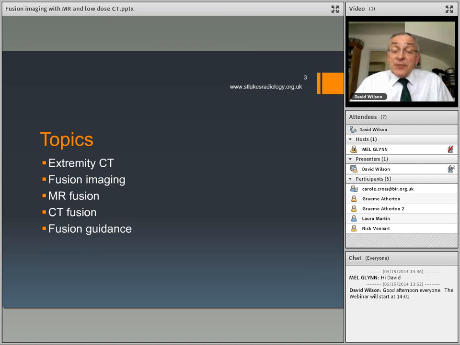The topics I'm going to cover are first, very briefly, extremity CT, because I think you need to understand this to see what we're doing with it. I'm going to paint that in the context of fusion imaging, and then show you some examples of MR fusion and CT fusion. And finally, as I said, fusion guidance.